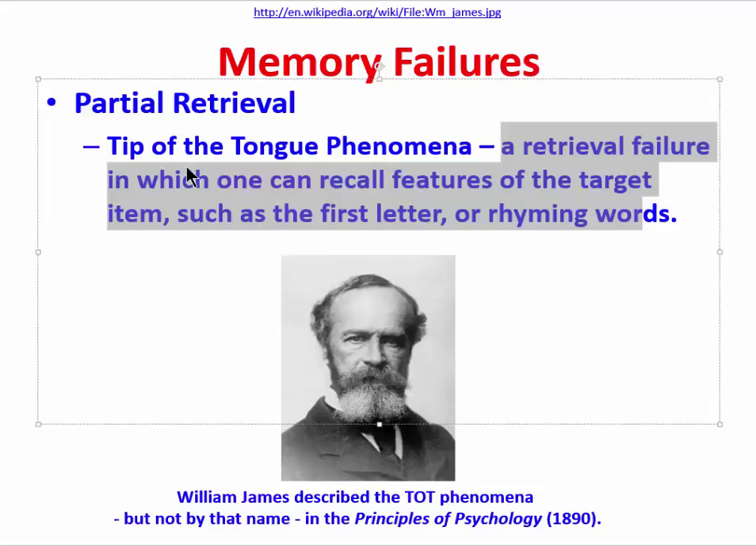Interestingly, the tip of the tongue phenomenon had been known to and investigated by William James. He described the phenomenon back in the 1890s, even though he didn't call it the tip of the tongue phenomenon at the time. In more recent times, researchers have begun to investigate the underlying neural biology.